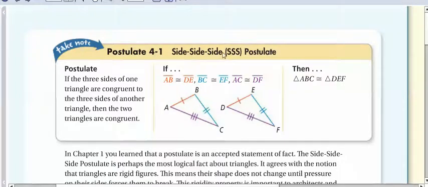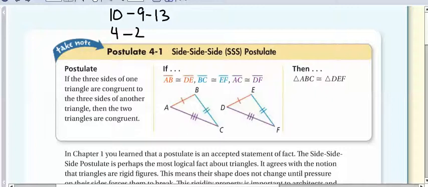Alright, this is 4-2. Let me write the date on here. Oh man, what happened to my creeper? Alright, today's the 9th. And this is 4-2.